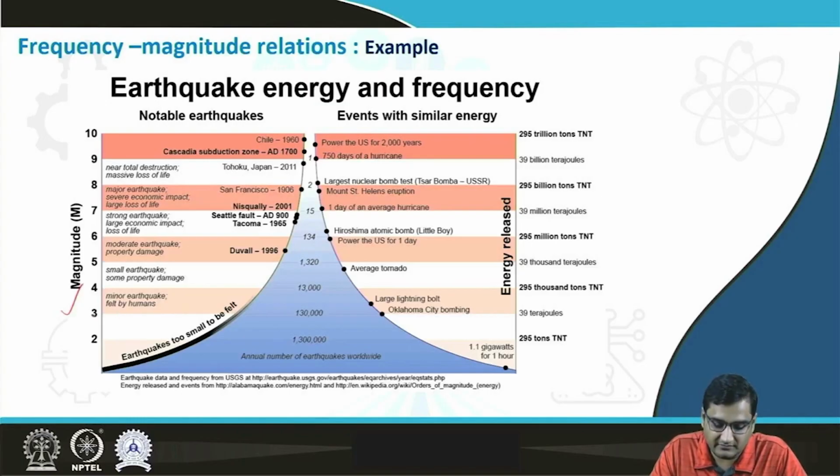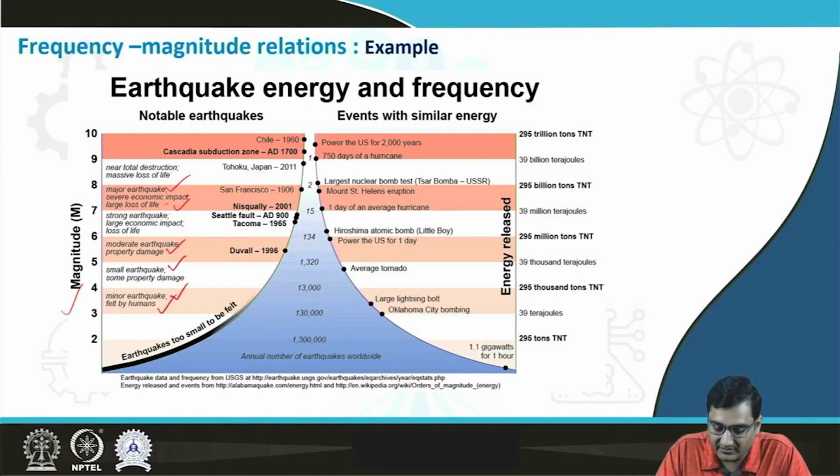The magnitude between 3 to 5 is known as a minor earthquake that can be felt by humans. Between 4 to 5 is a small earthquake and it may have some property damage. 5 to 6 is a moderate earthquake, which may also cause some property damage. 6 to 7 is a strong earthquake, large economic impact may happen, loss of life also may happen. 7 to 8 is a major earthquake, with severe economic impact and large loss of life. 8 to 9 is near total destruction, massive loss of life.